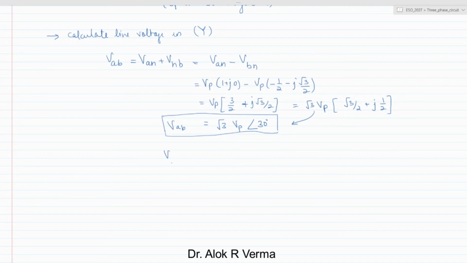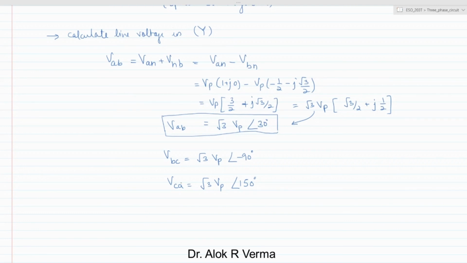Similarly, if you try to find out VBC, this will come as root 3 VP angle of minus 90 degrees. Similarly, VCA will be root 3 VP angle of 150 degrees.